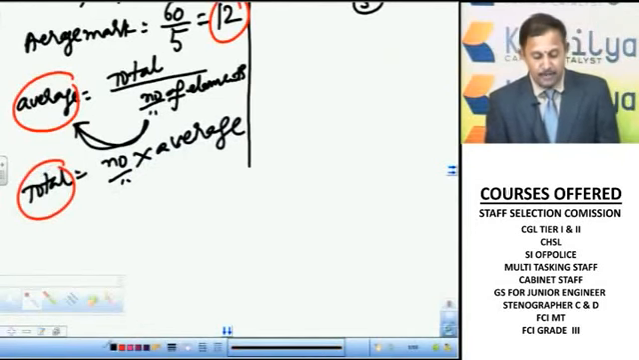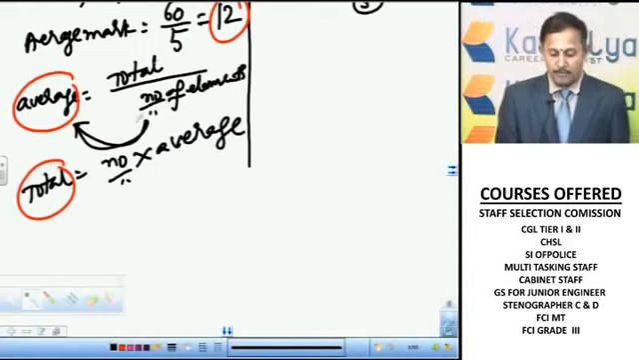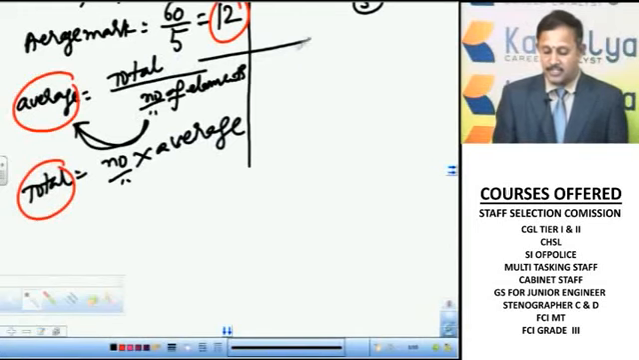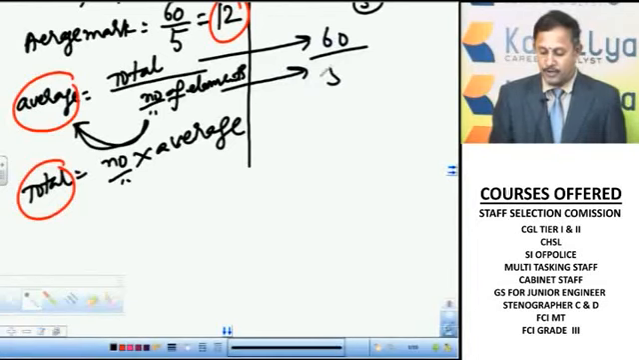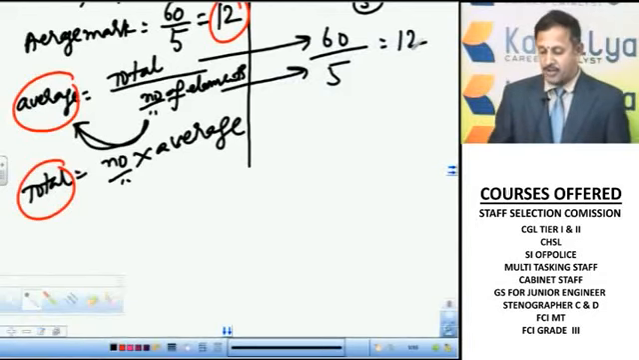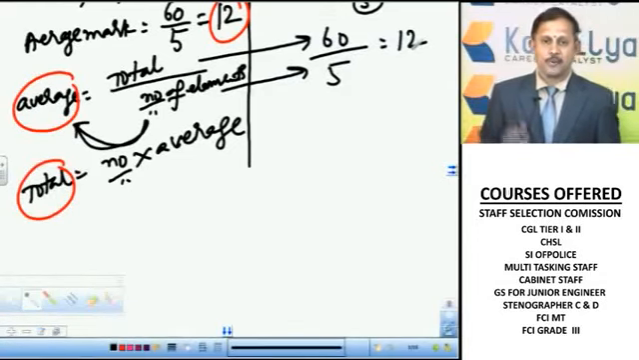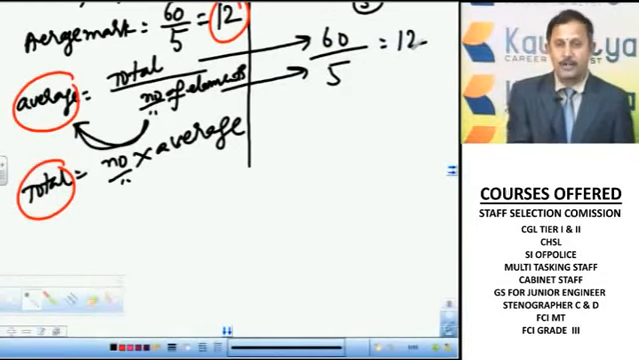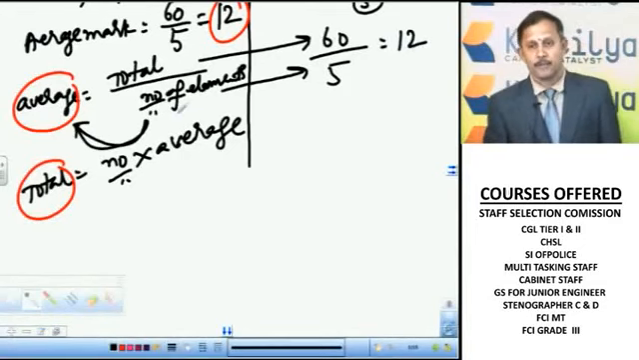So how to get the average of the quantities? Total of all the elements by number of elements. In this case, the total mark obtained by all the candidates is 60 and the number of candidates is 5. So therefore what is the average mark? 12. But here what you have to observe is that the average is obtained as 12, but it doesn't mean all the people got exactly 12 marks each, right? Nobody got marks equal to 12, but the average mark of the class is equal to 12.